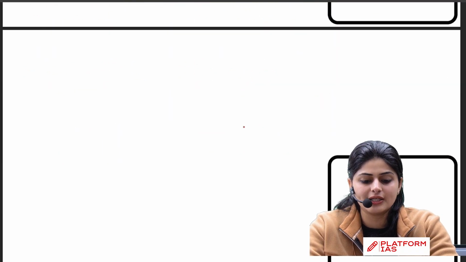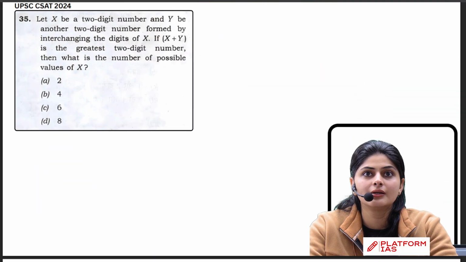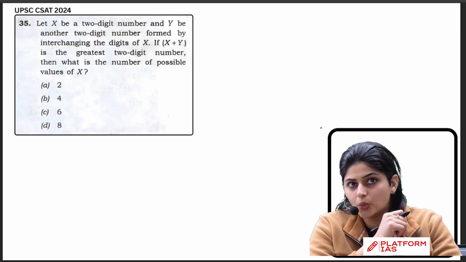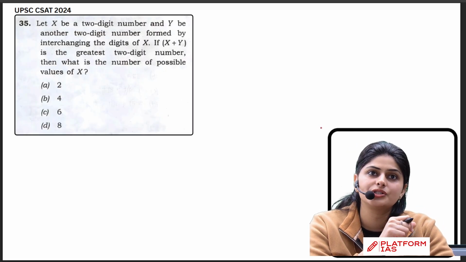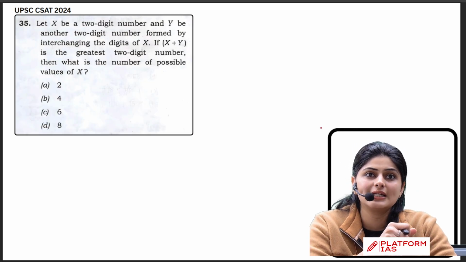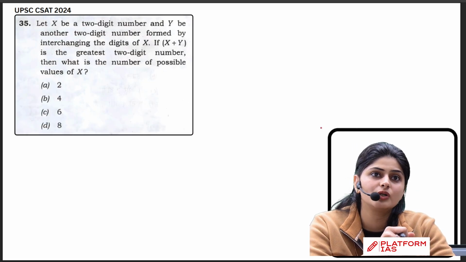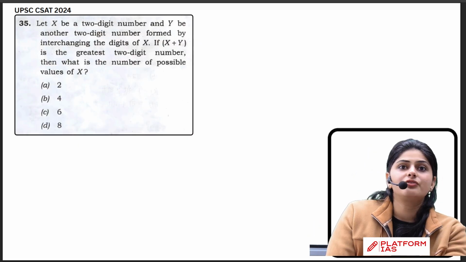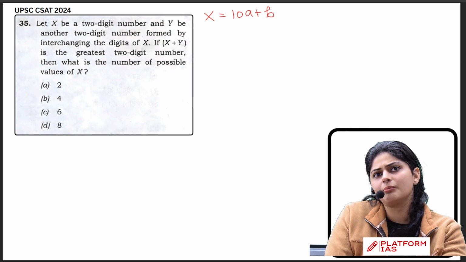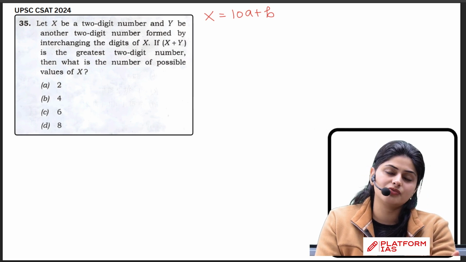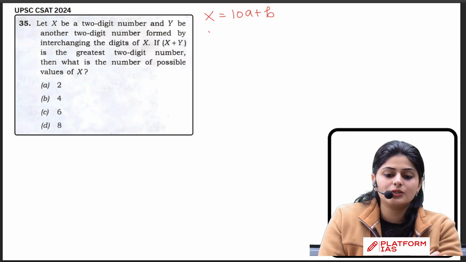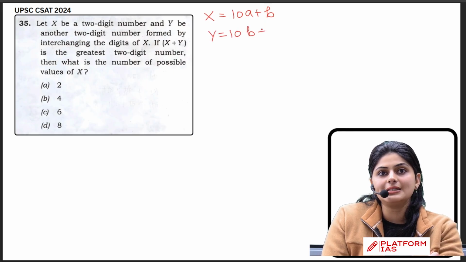Now moving to the next one. Let's read the question. Let x be a 2-digit number and y be another 2-digit number formed by interchanging the digits of x. If x plus y is the greatest 2-digit number, then what is the number of possible values of x? Now first of all, let x be 10a plus b, where a and b are whole numbers from 0 to 9, and y is 10b plus a.